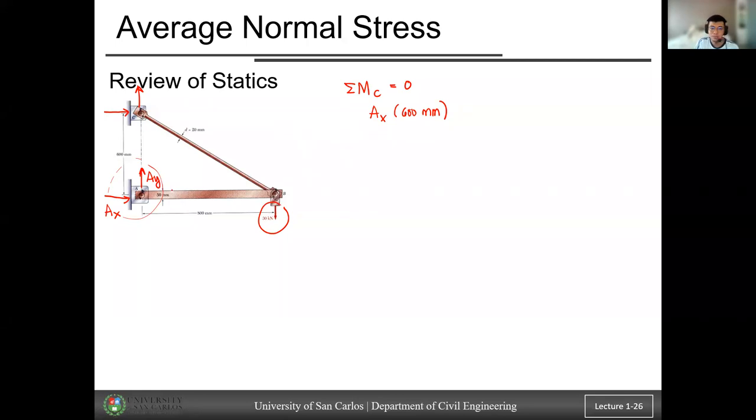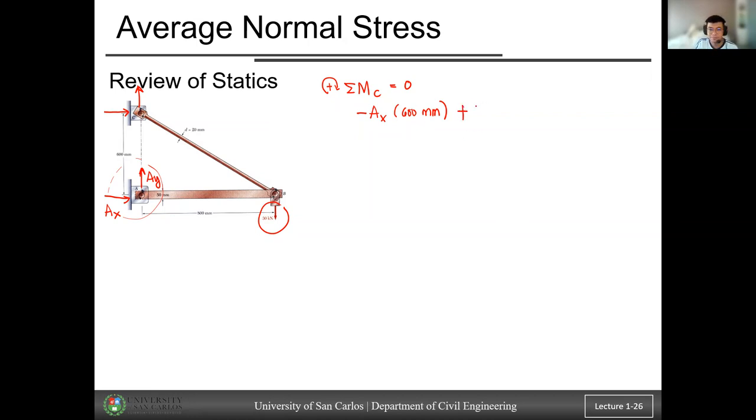From C, going towards the 30 kilonewton force, the rotation is counterclockwise, so this is negative. If clockwise, positive. Right? Clockwise, positive; counterclockwise, negative. It depends on your assumption of the forces. If the rotation is clockwise, it is positive. Since the rotation of AX is counterclockwise, it is negative.